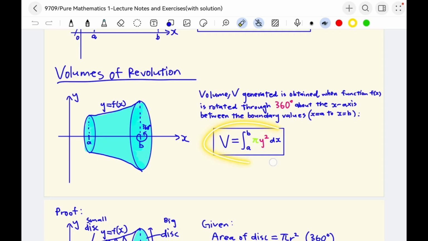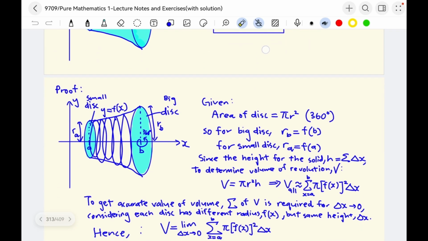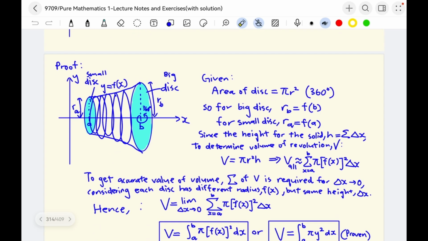So here is the formula given in the integral form, of course with the limits from a to b. So how is this formula derived? Look over here. So here is the proof.